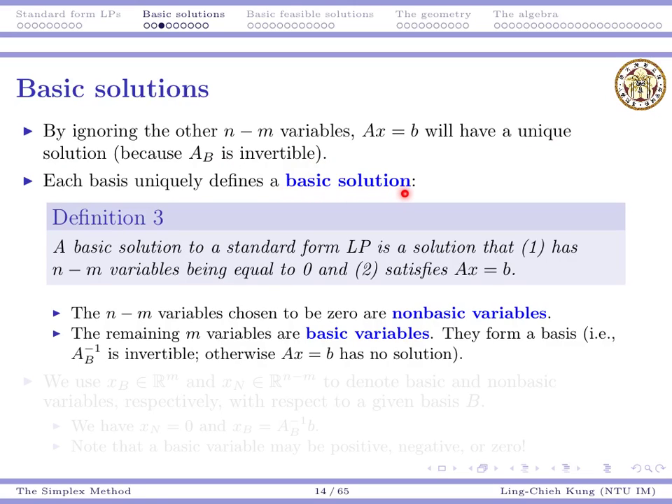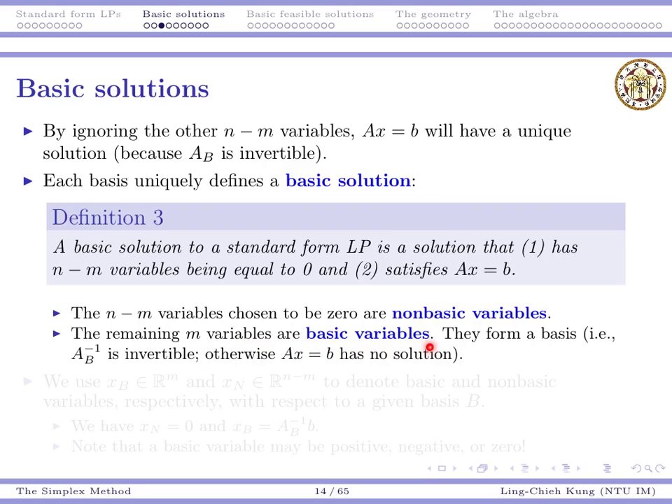With that, we now can define basic solutions. A basic solution to a standard form linear program satisfies the following two things. First, n minus m variables are ignored, that means they are set to be 0. And then the remaining variables satisfy Ax equals b. These n minus m variables, chosen to be 0, are called non-basic variables. Then the other m variables are called basic variables. Those columns are called basic columns, and the collection of those m columns is called a basis.